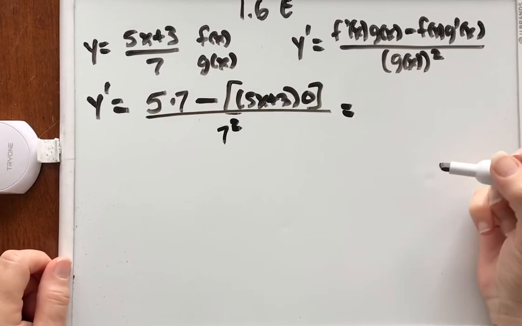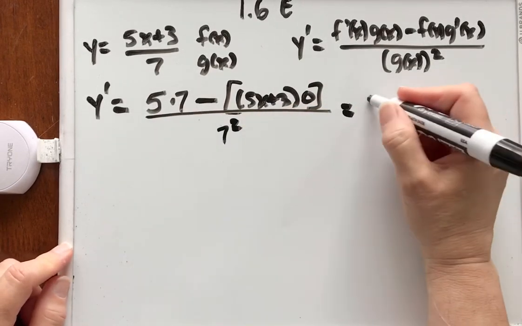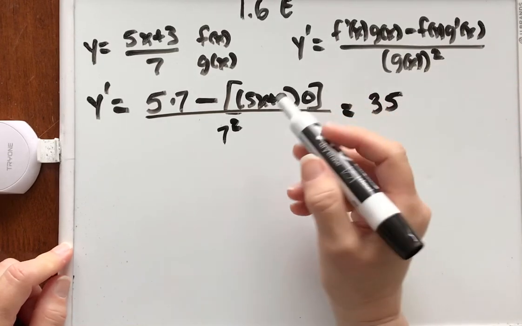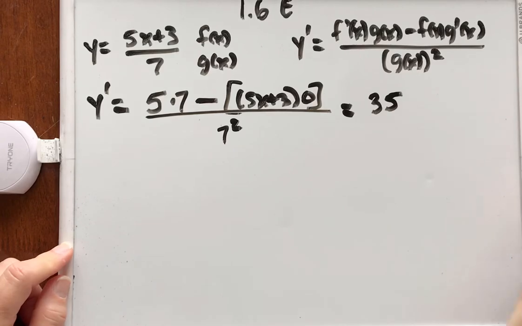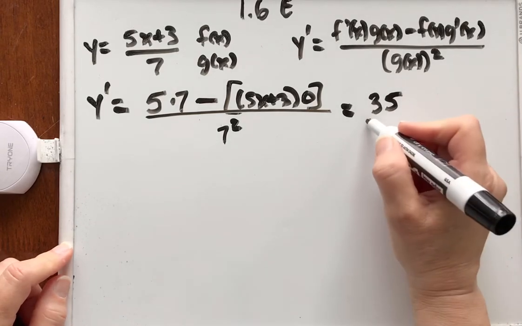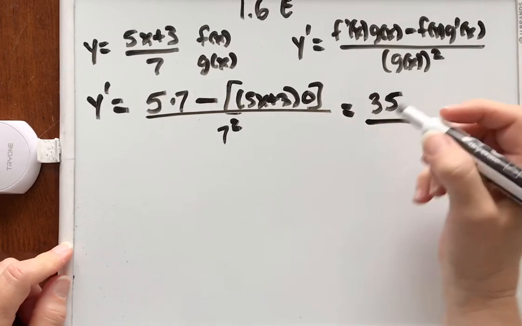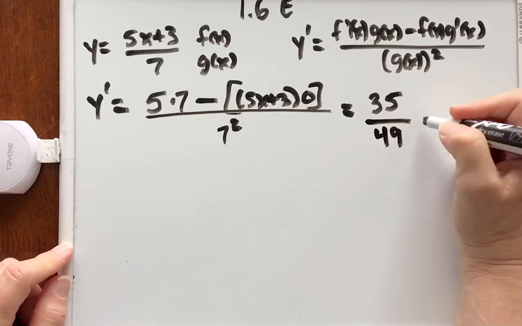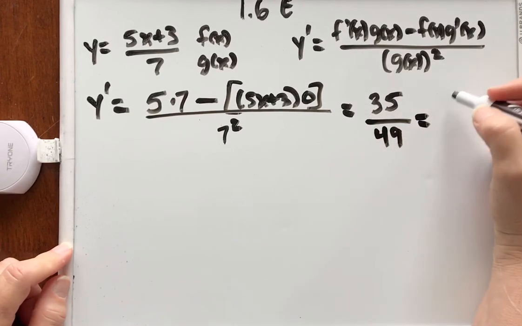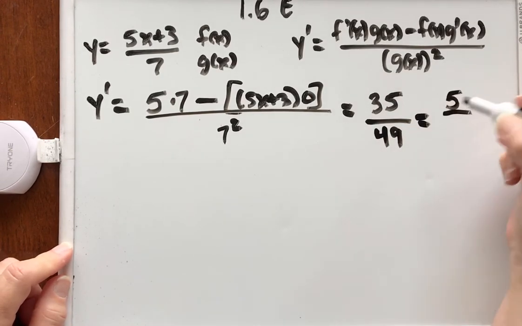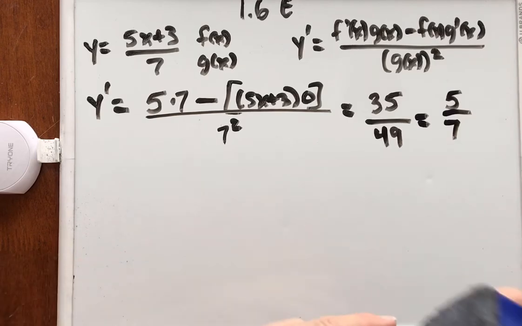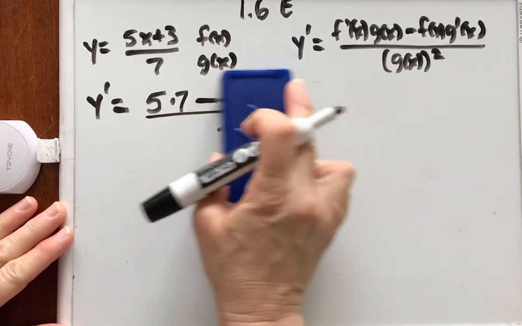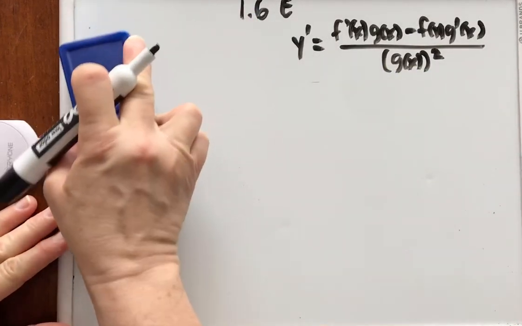So let's continue. 5 times 7 is 35. Uh-oh, we have a 0. 0 times this is what? 0, right? Nothing to put there. 7 squared, 49. And then we go ahead and reduce. 7 goes into 35 5 times. 7 goes into 49 7 times. Okay, let's do another problem that's going to take a little bit more now that you have this down.